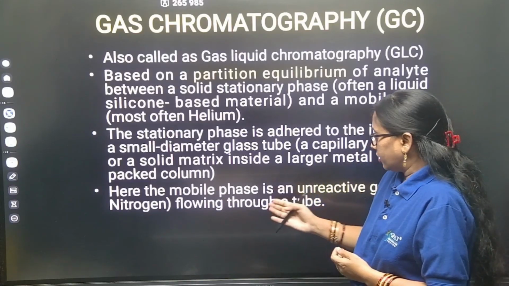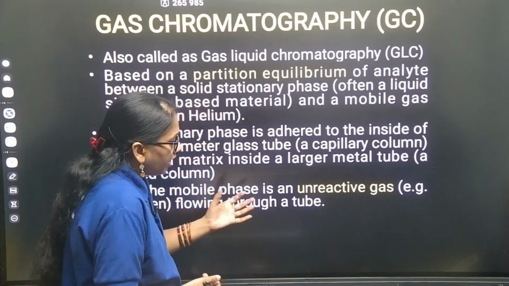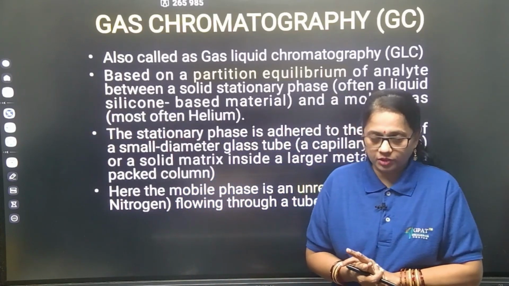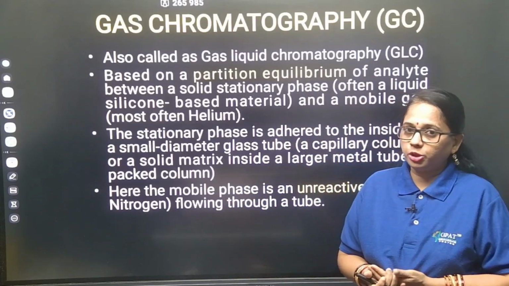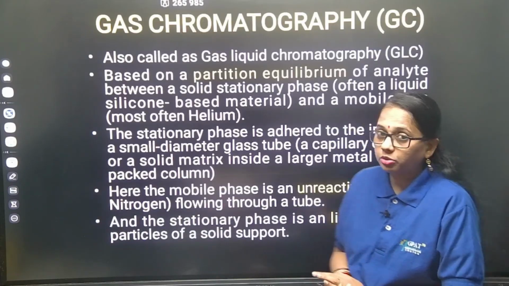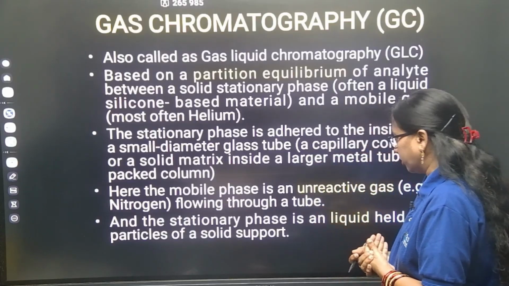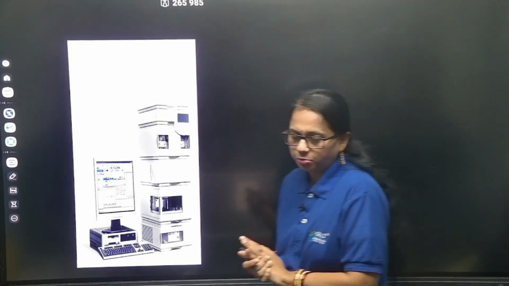And here whatever the mobile phase, that means the carrier gas we are going to use, that should be an unreactive gas. And flow control of the carrier gas is also very important. Compulsorily inert gases like helium and nitrogen are going to be used. Whenever hydrogen is used, in such cases the flow control needs very high precautionary measures. In GLC the partition is the principle involved, whereas in the case of GSC, adsorption is the principle involved.